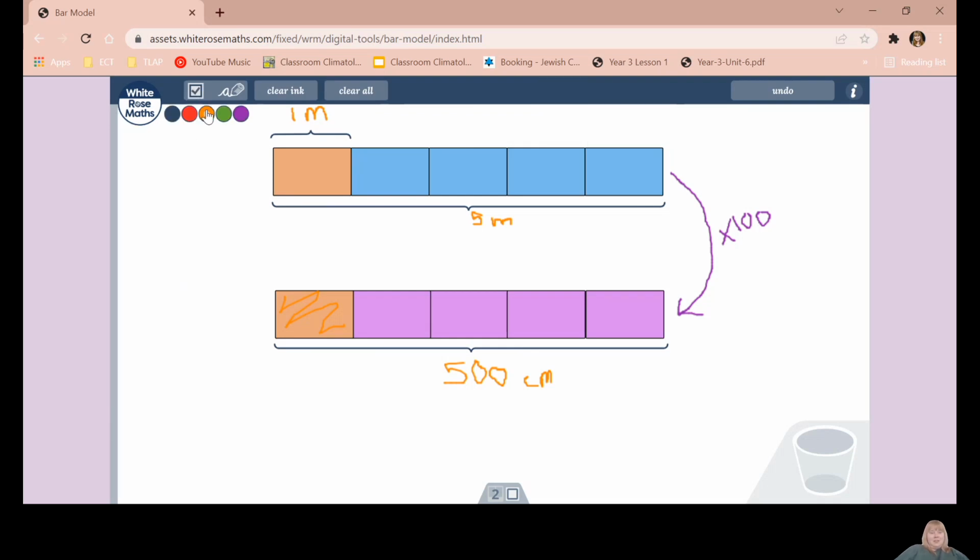So we can just use the same technique as we've done before and multiply it by 100. So I'm going to draw my arrow. 1 multiplied by 100 leaves me with 100. So we can say that first bar is 100 centimetres. We can check that by counting in 100s to see if our bar makes 500. So 100, 200, 300, 400, 500.